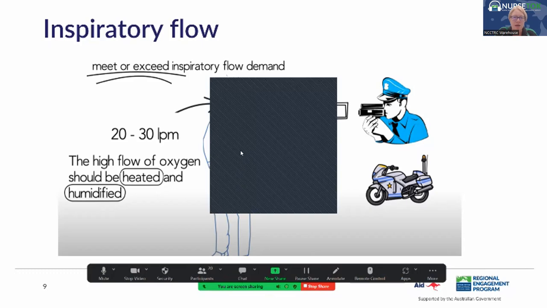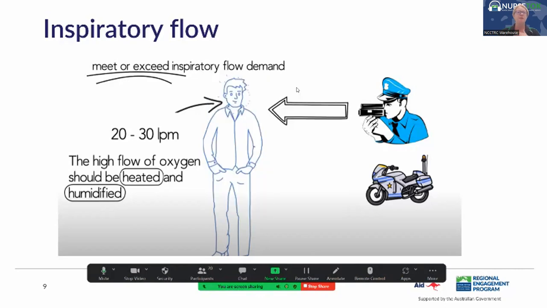Oh, Francis has just asked a question. Hi all, just checking, what's your O2 source? Francis, that is an excellent question. And I'm going to chat about that a little bit later. All right, so thank you. Brilliant question. All right, so again, remembering our inspiratory flow demand is 20 to 30 litres per minute. All right.